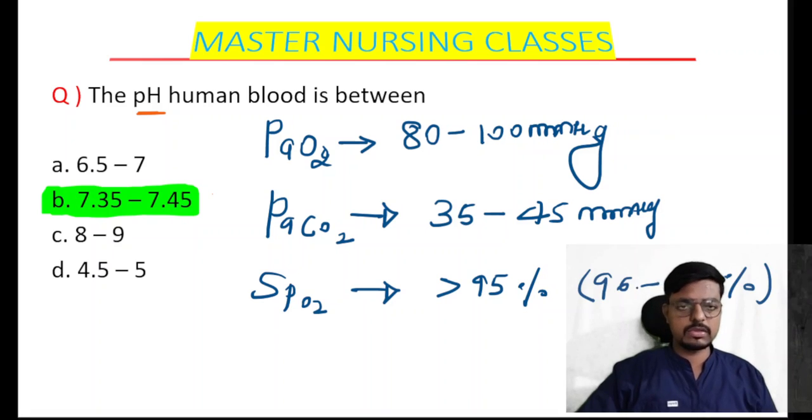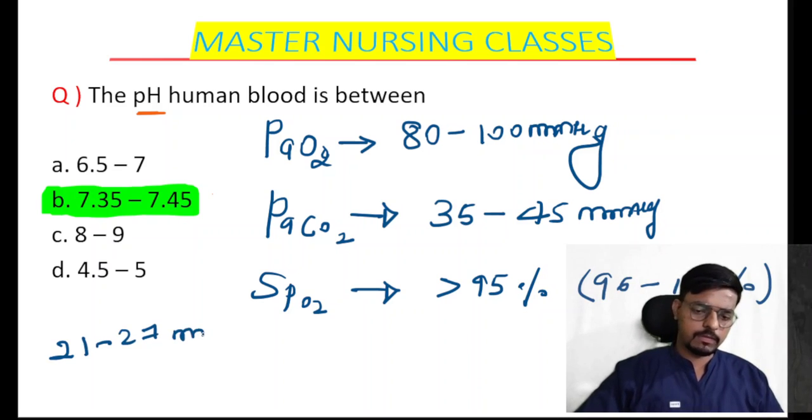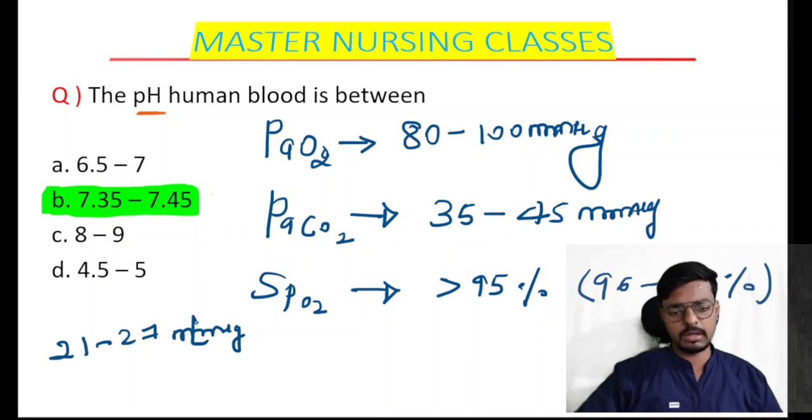So these are the possible questions they can ask in the exams also. Okay, so what is the normal bicarbonate level in the blood? Yes, that is 21 to 27, sorry, it is milliequivalent per liter. It is milliequivalent per liter. Okay, so very simple question. So we can hold the answer like this. Hope the concept and question are clear for you all. I'm moving to the next question.